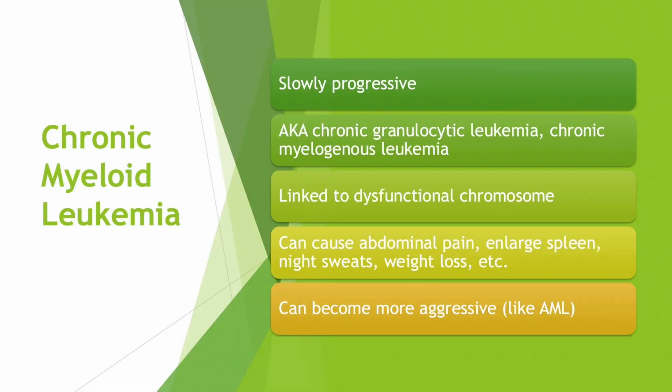Chronic myeloid leukemia is slowly progressive. This type is linked to a dysfunctional chromosome. It can cause abdominal pain, an enlarged spleen, night sweats, weight loss, and other symptoms. Over time, chronic myeloid leukemia can become more aggressive, similar to acute myeloid leukemia.